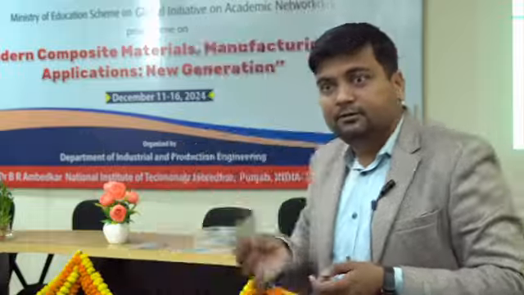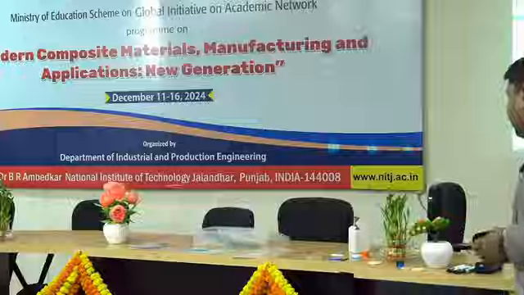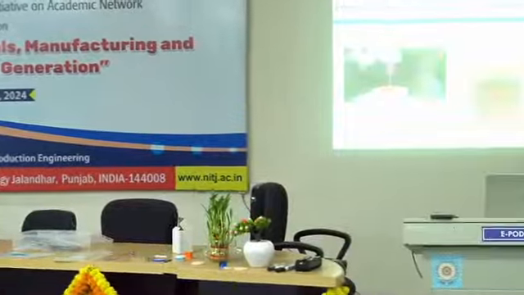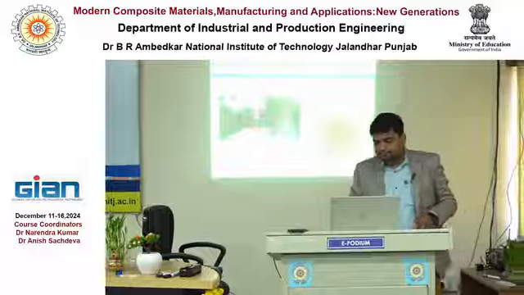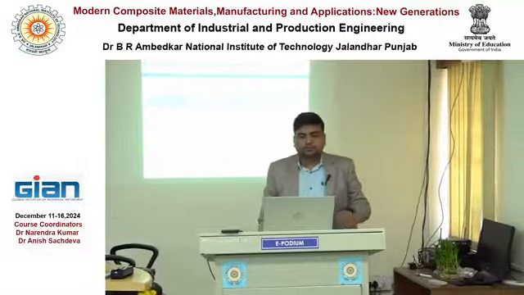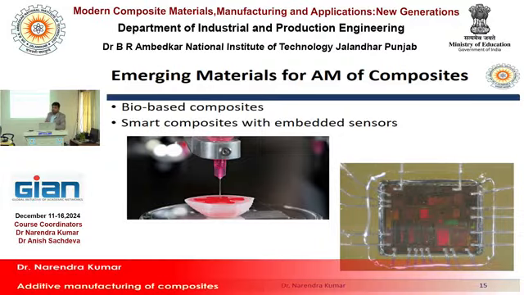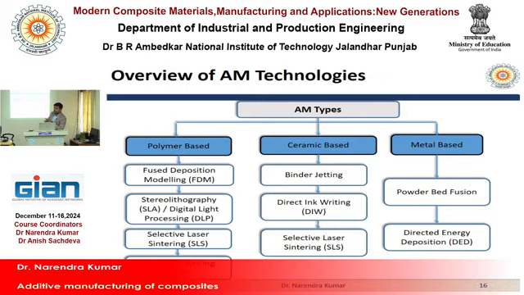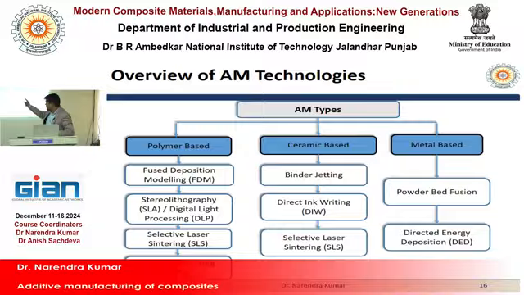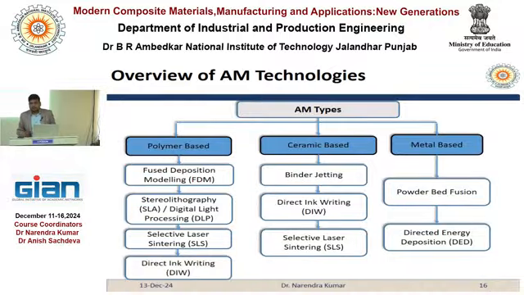So this is also one of the areas that you can explore. And now here I have categorized the additive manufacturing based on the material type or the matrix type. So in the first category I have mentioned polymer matrix based additive manufacturing. Second is the ceramic based, and third is the metal based, right? So 3 categories we have taken here.